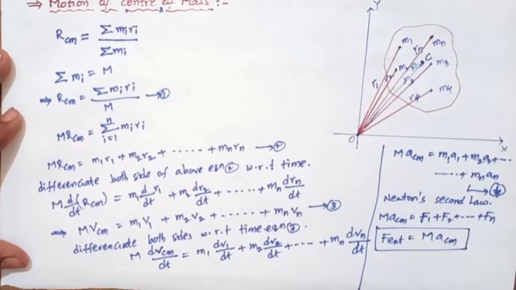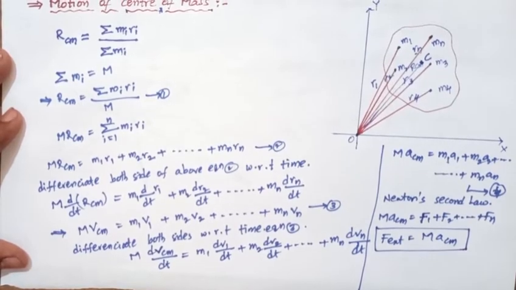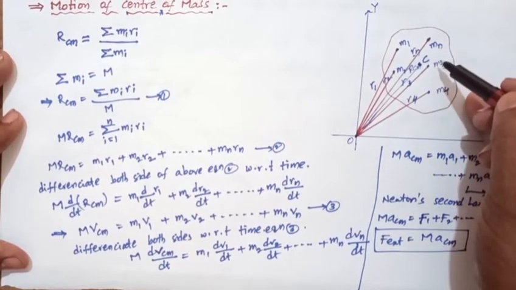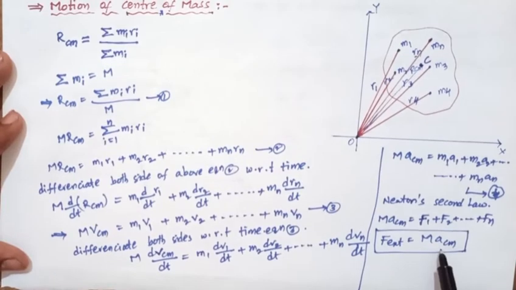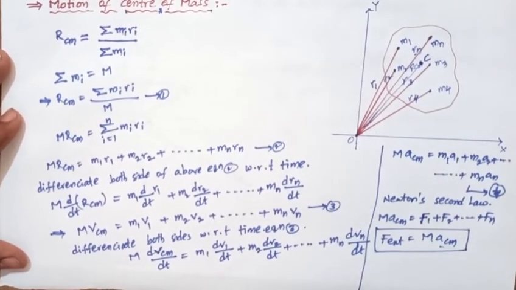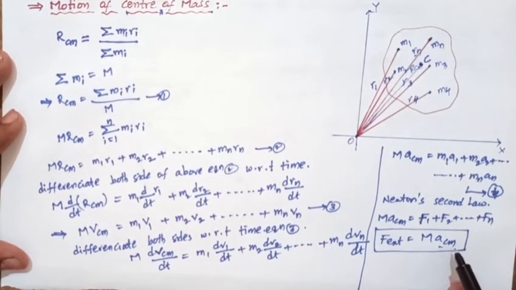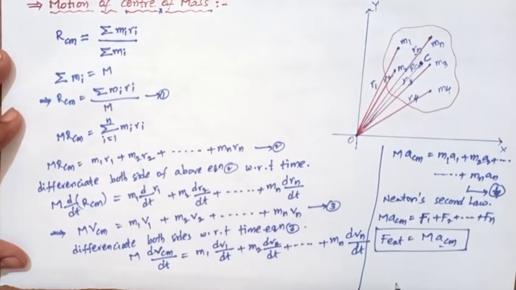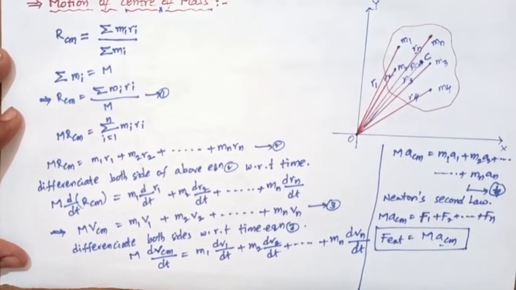So for a moving body, when a body moves with a certain velocity, it accelerates. What happens? The center of mass of the particle also accelerates when an external force acts. When there is no external force, what happens? There is no acceleration, and when there is no acceleration, velocity is constant. So the velocity of the system of particles is constant.